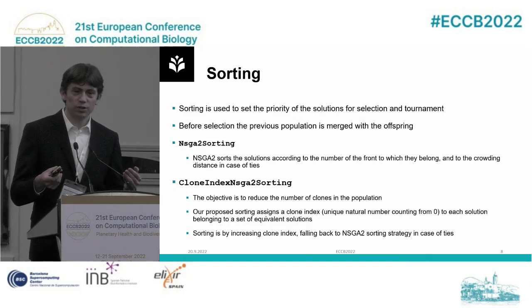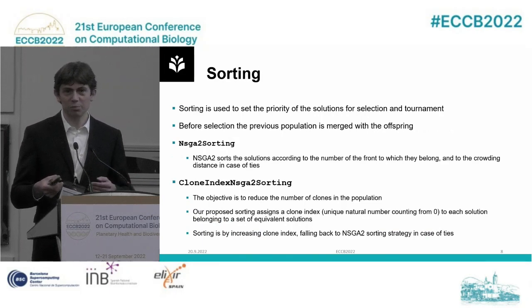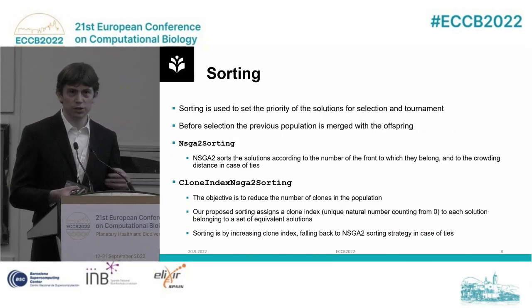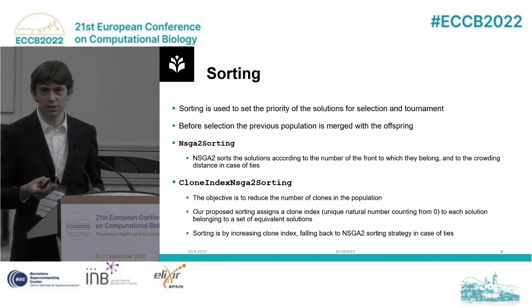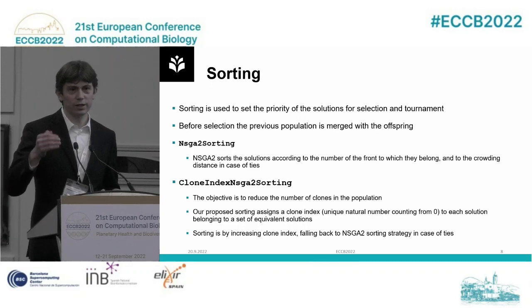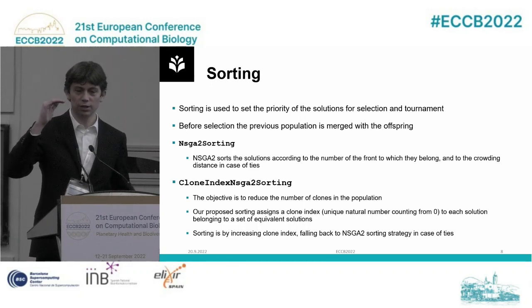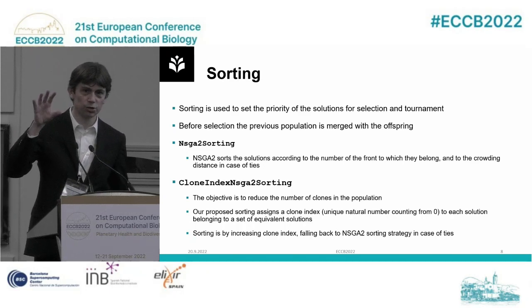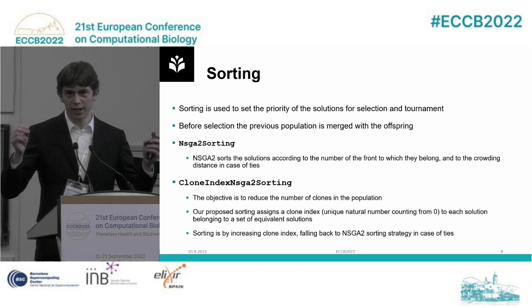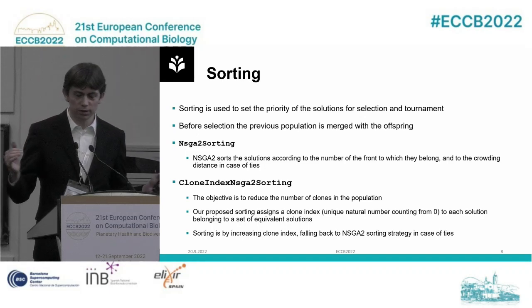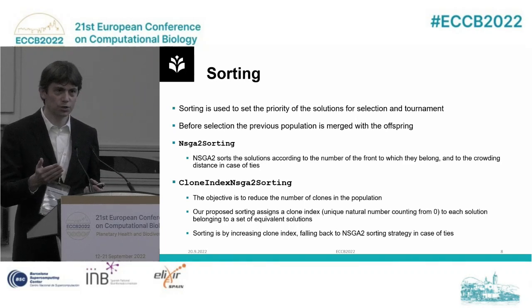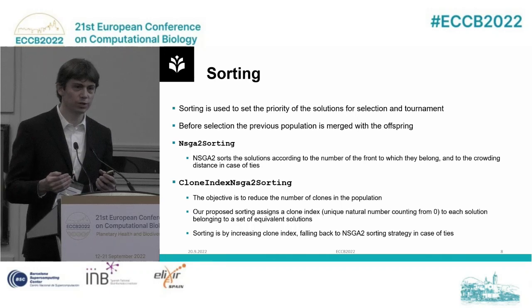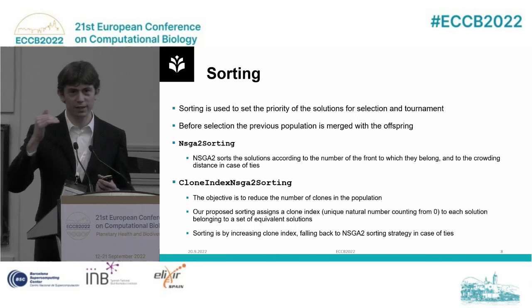And about the handling of the clones that can be inside the population, we introduced two different methods. One is the so-called clone indexing. That means that in the sorting, NSGA2 has a particular way to sort the solutions in order to give priority to the better solutions, but also to solutions that are more different between themselves, so as to cover the whole front. And we introduced another layer of sorting that takes into account the clones, so that the first copy is given a higher priority than the other copies.